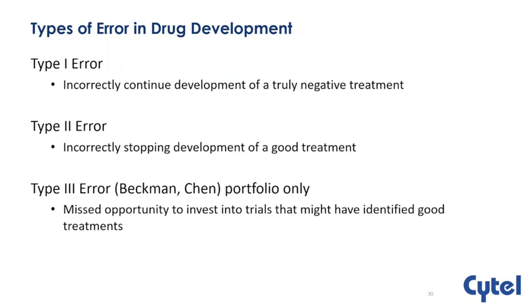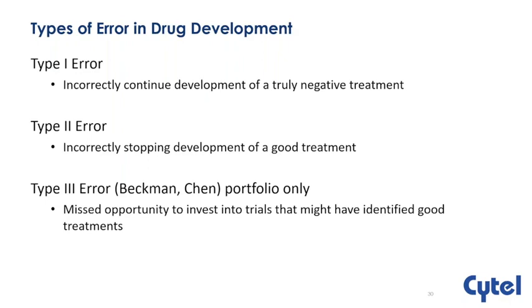One thing to consider is that at the program level or trial level, we have two types of errors. One is to incorrectly continue development when the treatment is truly negative, the so-called type 1 error or alpha error. Or you can be incorrectly stopping development of a good treatment, the so-called type 2 error, which you manage through the power of the trial. As you increase the size of your trial, you improve effects on both type 1 error and type 2 error in particular.